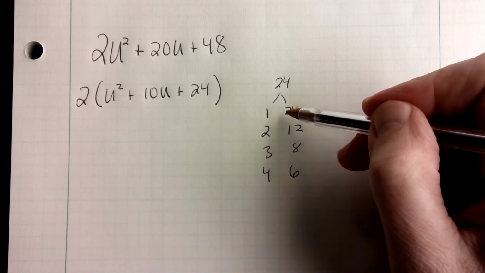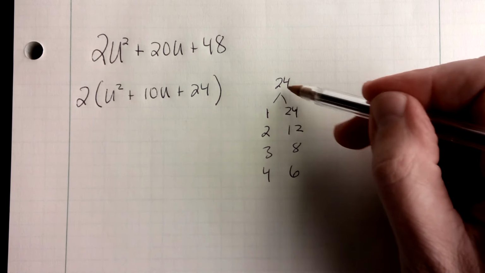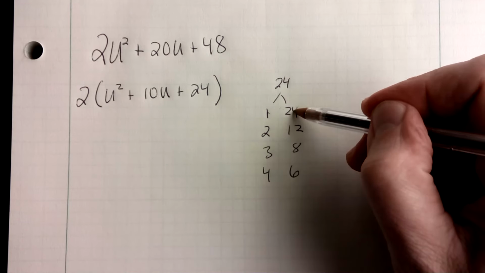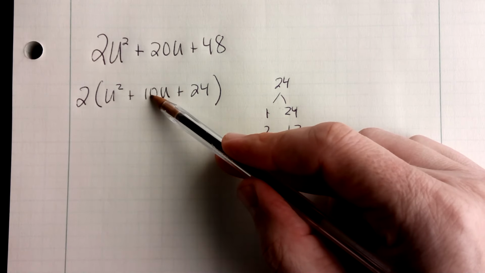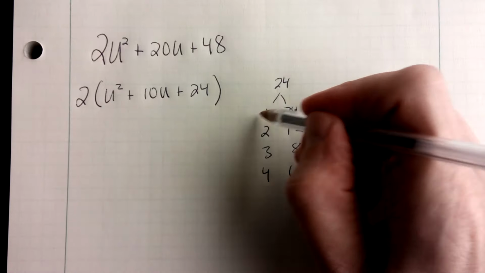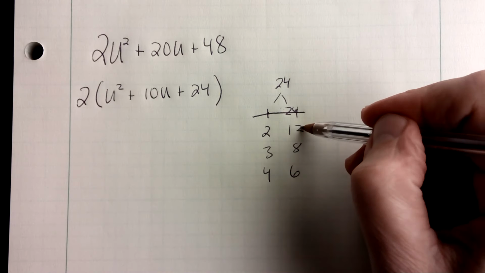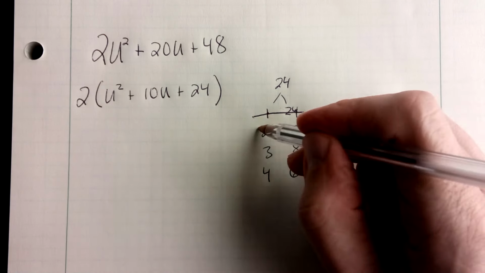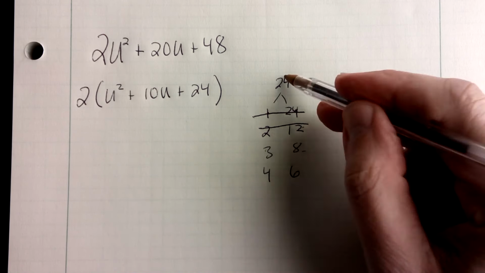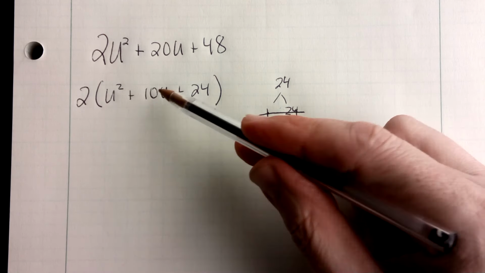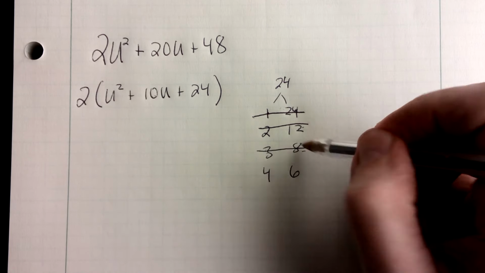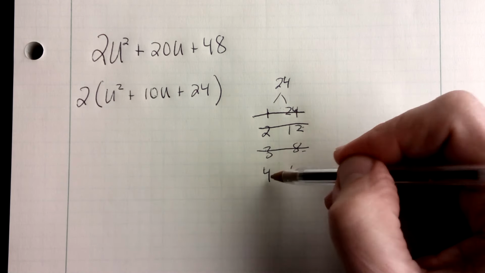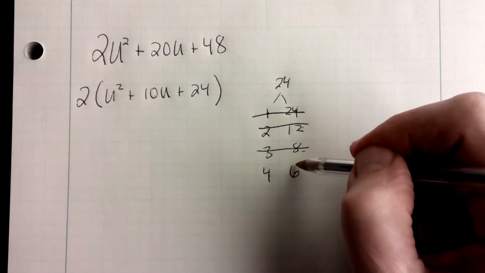And now I'm going to say, all right, 1 times 24 is 24, but 1 plus 24 is not this middle term of 10. That doesn't work. 2 times 12 is 24, but 2 plus 12 is not 10. That didn't work. 3 times 8 is 24, but 3 plus 8 is, again, not 10. That didn't work. 4 times 6 is 24, and 4 plus 6 is 10. That's the one that works.